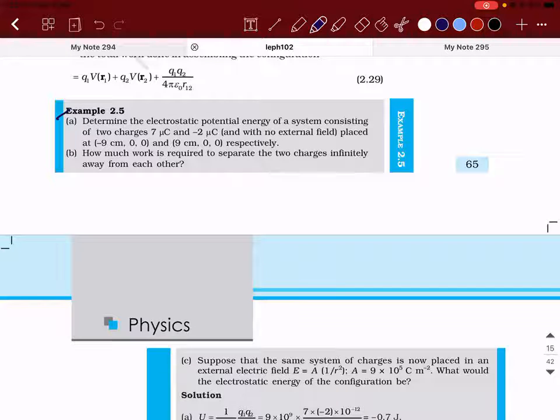So read the question. Determine the electrostatic potential energy of a system consisting of two charges, 7 microcoulomb and minus 2 microcoulomb with no external field. Why? Because if you have an external field, then the potential energy due to that field will also get added. Just now we saw a minus PE cos theta. That will also get added. So what they want is purely the potential energy that is existing only due to these two charges. Okay. Secondly, they are placed at these vertices. One is minus 9, 0, 0 on the negative x-axis and 9, 0, 0 on the positive x-axis. So calculate the value and tell me.